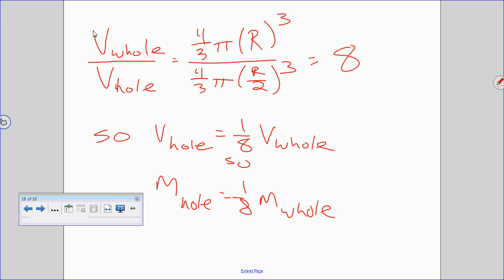All right. So the mass of the missing hole is 1/8 of the mass of the whole thing, is what that boils down to. All right. And so then from there you just find your two forces of gravity and subtract.